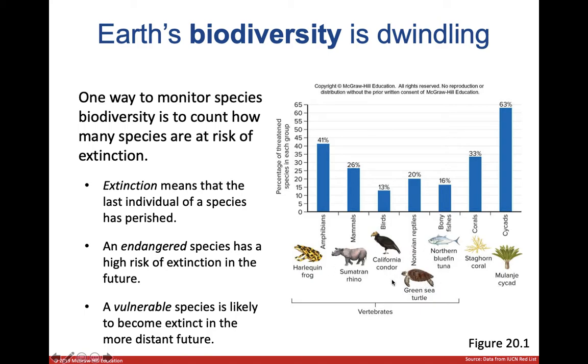So these particular organisms usually reproduce very slowly. It takes a long time for them to have babies, and they don't have a lot of babies at once. Or if they do have lots of babies, in the case of the frogs and the tuna and the turtle here, not a lot of them are going to make it to adulthood. So all those factors are playing against them to start with.